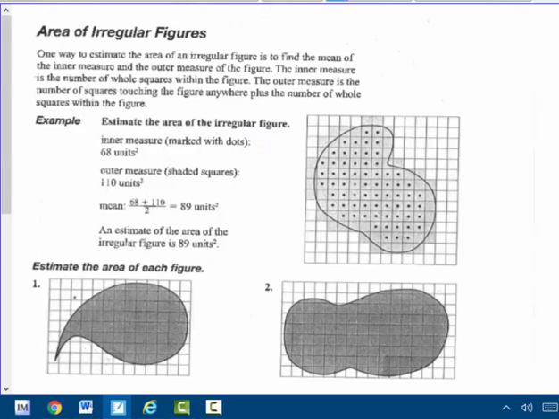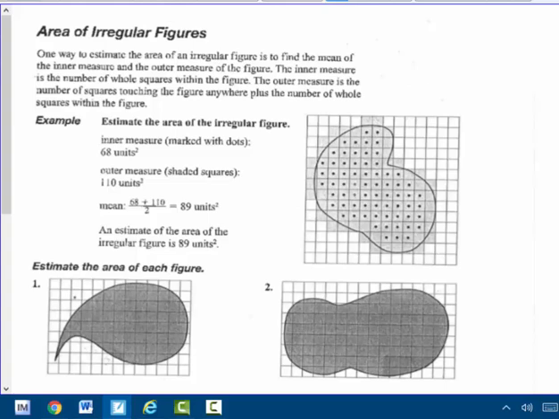The area of irregular figures. One way to estimate the area of an irregular figure is to find the mean of the inner measure and the outer measure of the figure. Kind of like what they did to figure out what pi was. Archimedes circumscribed a circle and inscribed polygons inside and outside a circle.